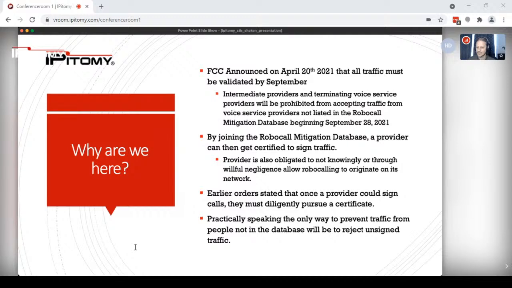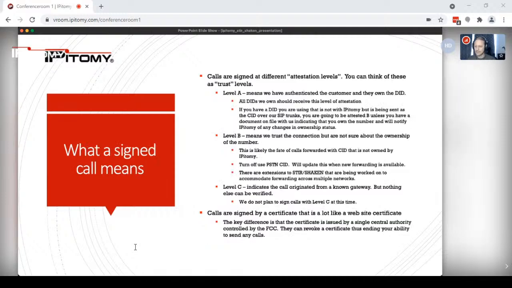And the way to think of Stir Shaken is, okay, so Stir Shaken is very much like a website certificate, where you go out, you generate a key, and then you get an authority. Somebody who is considered an authority can sign your certificate, and then people can check with that authority to see what the situation is.